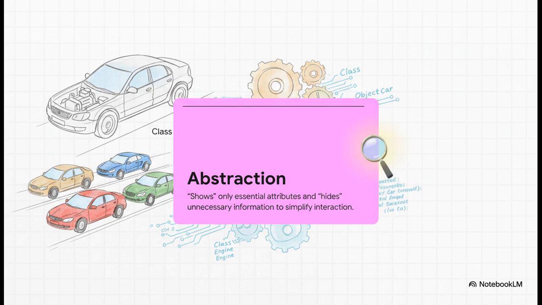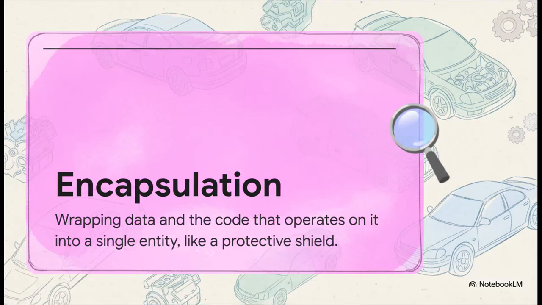Now, it's a fancy-sounding word, but you use it every day. Think about driving a real car. You just use the steering wheel and the pedals, right? You don't need to know or want to know how the engine is firing or what the transmission is doing. That's abstraction. It shows you only what you need to see and hides all the messy, complicated stuff under the hood.